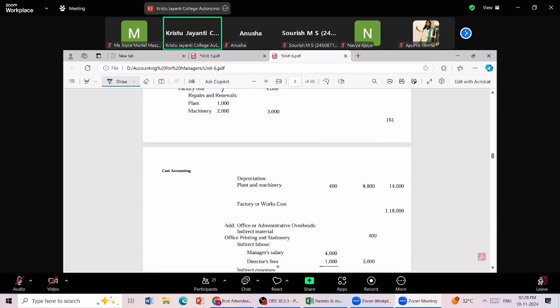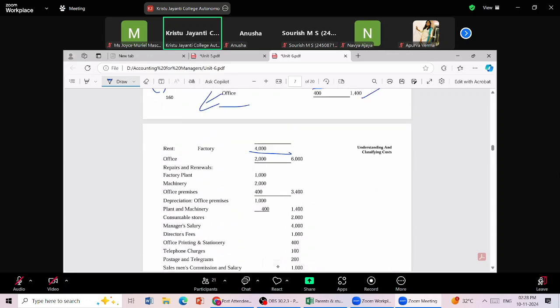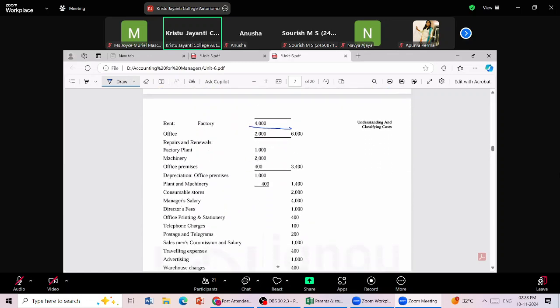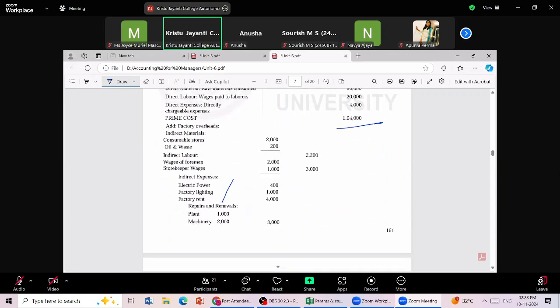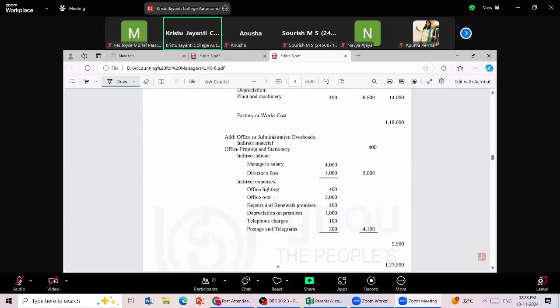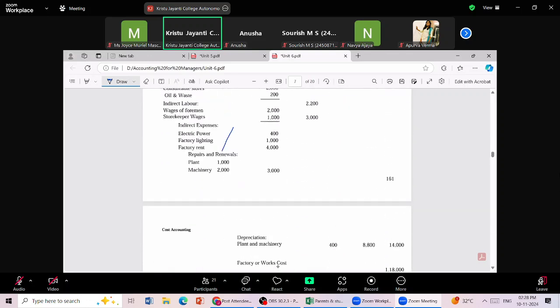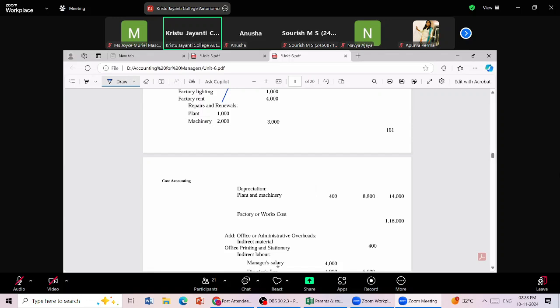Any repairs. So here there are repairs, in the question also it is given. Repairs and renewals of factory, plant and machinery. So office premises you cannot take, but you can take factory, plant and machinery. So that 1,000 rupee you can add. So you get your factory cost. From factory cost, you will add all your administrative expenses. Any expenses connected to office purpose, you can add as administrative expenses.